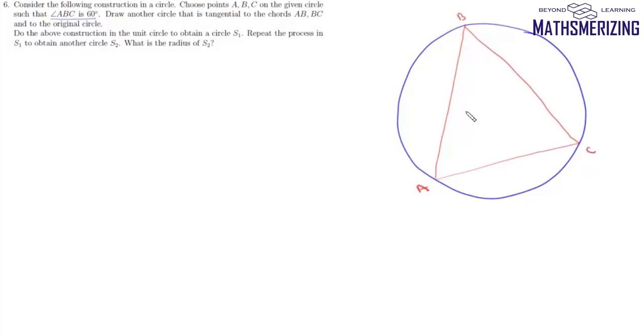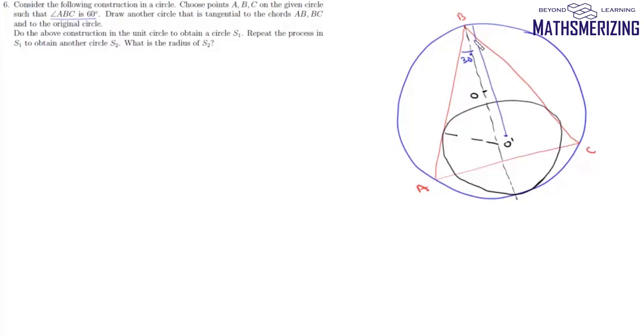Now we have another circle which touches these two sides AB and BC and which also touches this given circle. So this is our circle, and suppose we join these points. Now let the center of this circle be O, and let the center of this smaller circle be O dash. Now in the question it says angle ABC is 60, so that means this angle is 30 degrees.